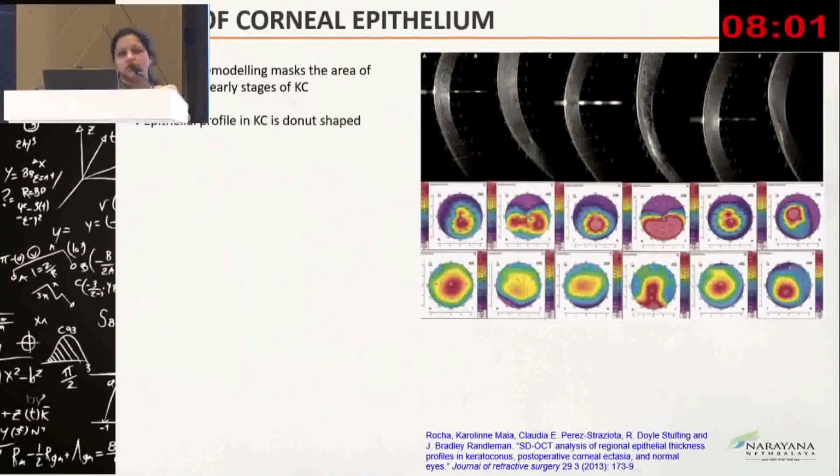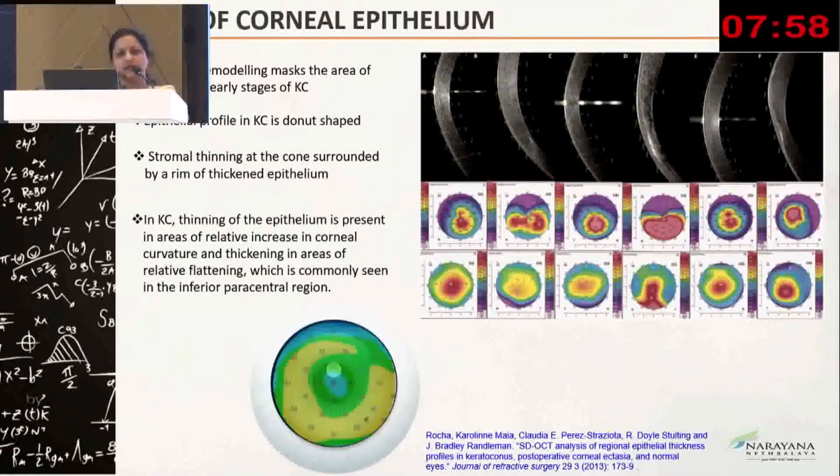Coming to the role of corneal epithelium, we all know corneal epithelial remodeling happens at the area of stromal thinning. Reinstein et al. have done a lot of study on this, and have shown that in keratoconus, thinning of the epithelium is present wherever the cornea is very steep, and wherever it is relatively flatter, it actually thickens. Basically, the inferior paracentral region. So that is why the epithelial profile in KC will be basically a donut shape.